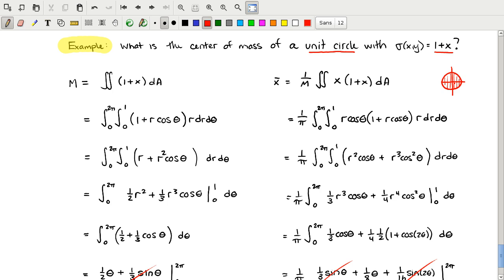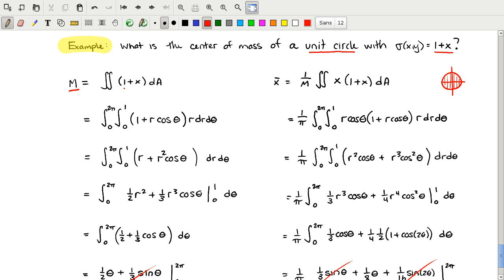Furthermore, this is completely symmetric in the y direction. The top is exactly the same as the bottom. The density does not depend on y. So we'll expect that the y center of mass is in fact at y equals 0, and we'll only calculate the x center of mass. But first, we need the mass itself.